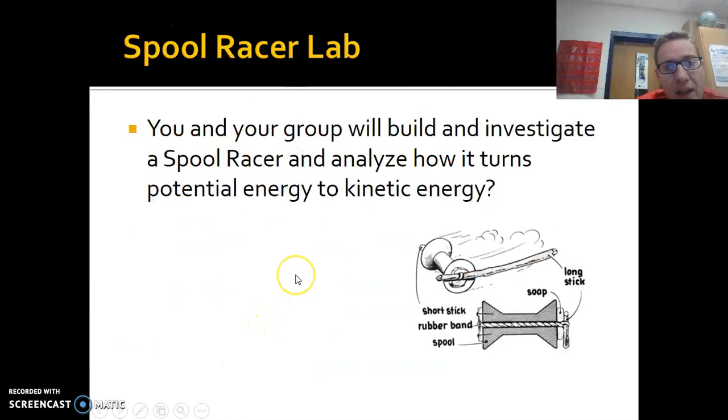Our lab you're going to do after we review your notes is the spool racer lab. You and your group are going to build and investigate a spool racer and analyze how it turns potential energy into kinetic energy. I hope you enjoyed this. Please write your summary at the end of the Cornell notes, and we will continue the Cornell notes next class with the forms of energy.